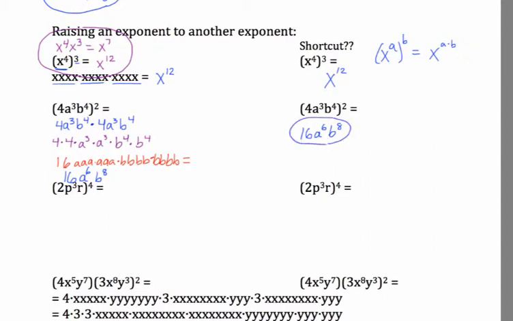A common wrong answer I'll get is this. Notice what that person did. They said, okay, I need to multiply my exponents. So they did 3 times 2 and got 6, 4 times 2 and got 8, but then they also did 4 times 2. But notice when it's a regular number that's being squared, you can't use the laws of exponents. You have to just square that number. 4 squared is 16, not 8.